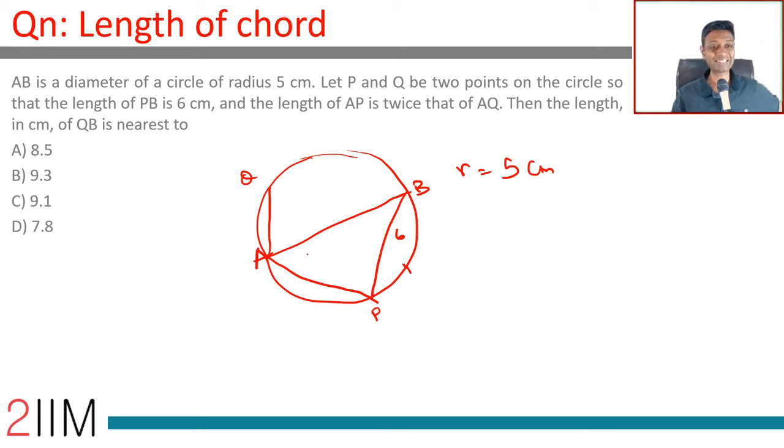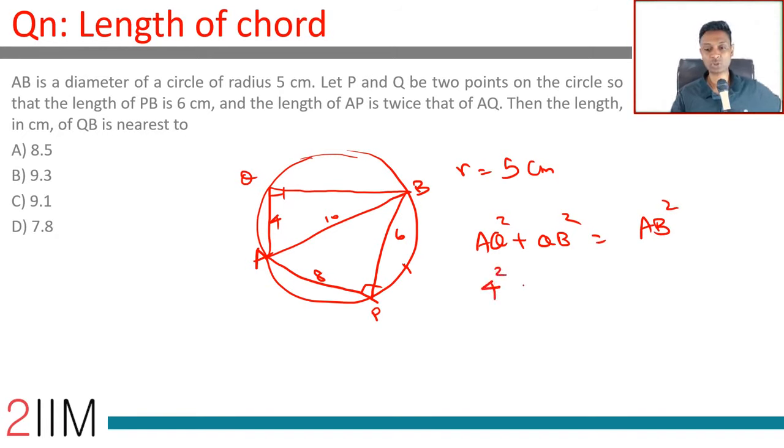Wonderful. Then the length in centimeters of QB was a very simple question. This is a right angle. We're just plugging in Pythagoras theorem. AB is 10. 10 is the hypotenuse, and AP should be 8. AP is twice of AQ, so AQ is 4. We know that AQ square plus QB square is AB square. AQ square is 4 square plus QB square is 10 square. QB square is 100 minus 16, which is 84.